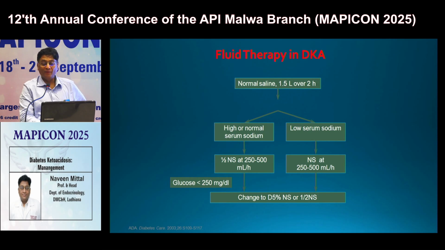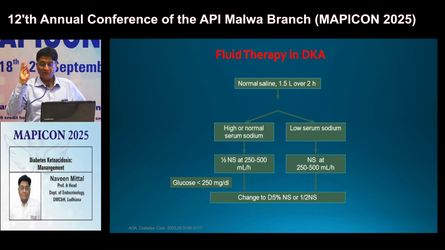But when the blood sugar becomes less than 250, by fluids and by insulin, give dextrose 5% or dextrose normal saline. Don't stop the insulin, and don't continue with normal saline when the blood sugar is less than 250. Because if you don't give the dextrose at that time, the patient would land up in hypoglycemia.